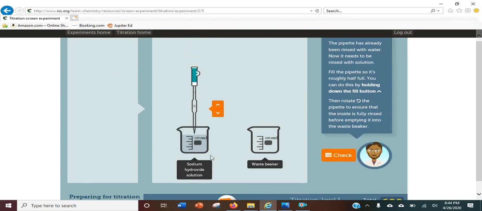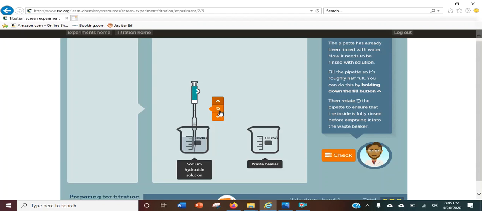So basically, we're going to transfer the solution into this beaker by clicking the top button. So you're going to hold on to it. The whole purpose of this is to rinse this pipette. Right? So you can see that it's going up slowly. So you want it halfway. So once the level is touching the line, I'm gonna stop.